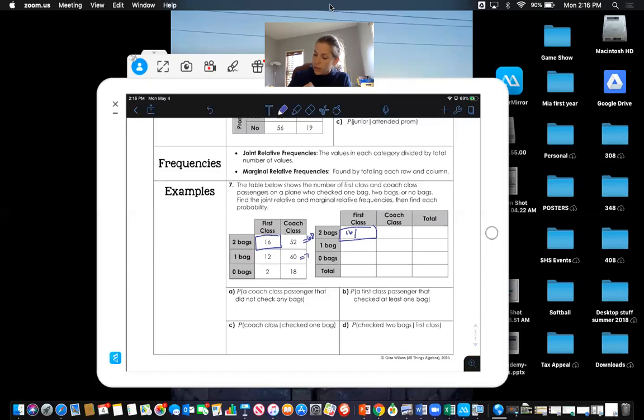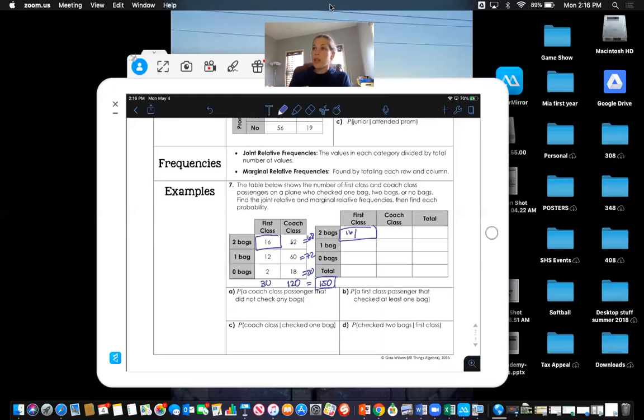This is 72 people who checked one bag. This is 20 people who checked 0 bags. Now I'm going to do columns. This would be 28 plus 2 is 30 people who flew first class. And then we have 102, 110, 120 who flew coach, for a grand total of, just so we know that there are 150 passengers.